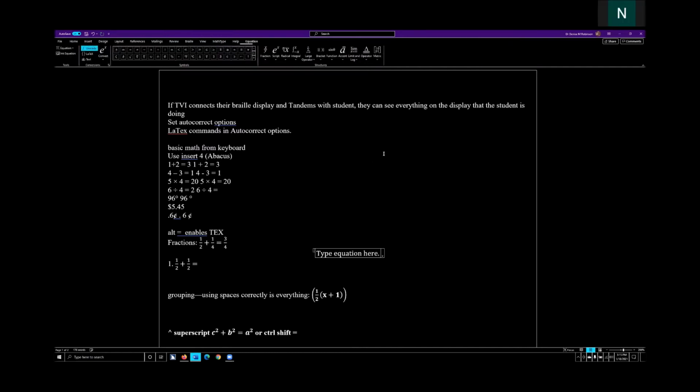Alt equals. Alt equals selected. Type equation. And it opens the text editor, but it centers it. If you do that, you can go ahead and do Control L, aligned left, and immediately left align it.